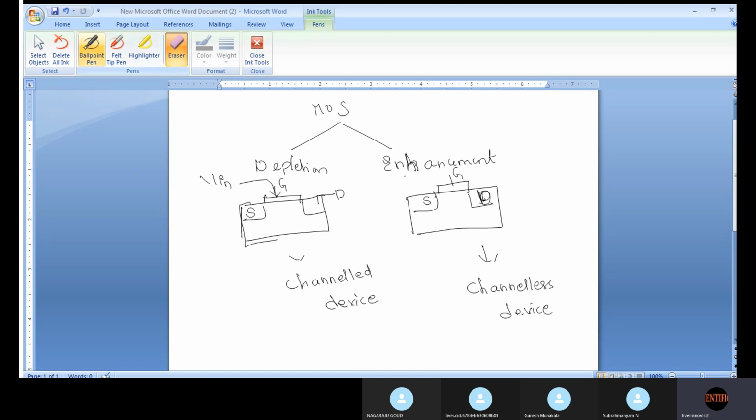Whereas in the enhancement mode MOSFET, whenever you are giving some input voltage, what happens? The channel will be formed.